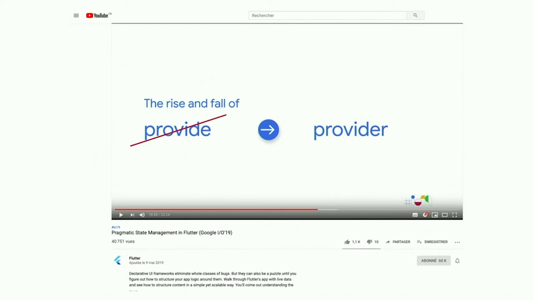So we're going to discuss why they made the decision, or at least why I think they made the decision. The reality is that both versions are very, very simple libraries that could be written in a few hundred lines of code. And they don't do that much, they don't have that many features. They just pass data around, they just wrap the inherited widget. So why does that choice matter?